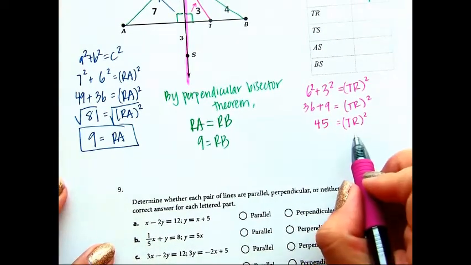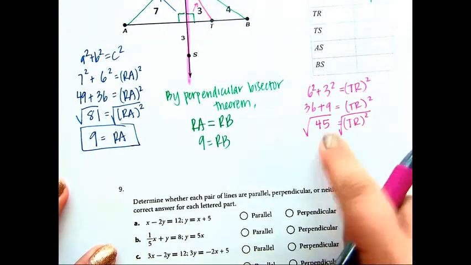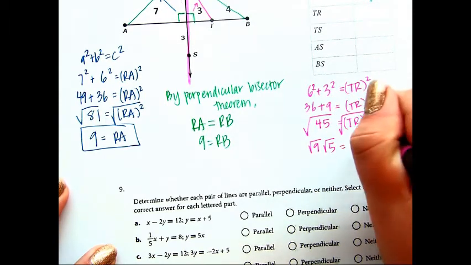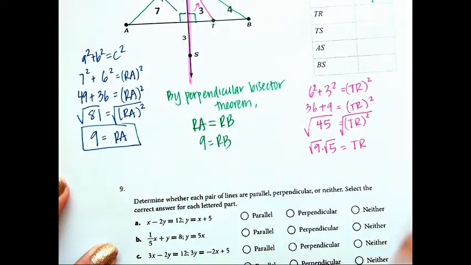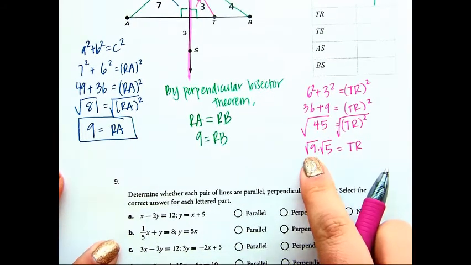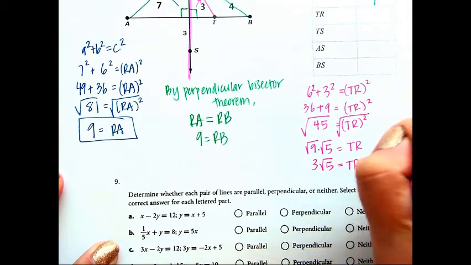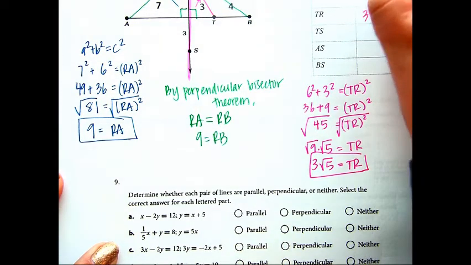And in order to just find TR, I need to take the square root of both sides. So I'm going to take the square root. I know that 45 is 9 times 5, and I'm splitting it up so I can simplify the radical. So square root of 9 is 3, so I end up with 3 radical 5 is TR. And this is my exact answer, so I'm just going to leave it as that. 3 radical 5.